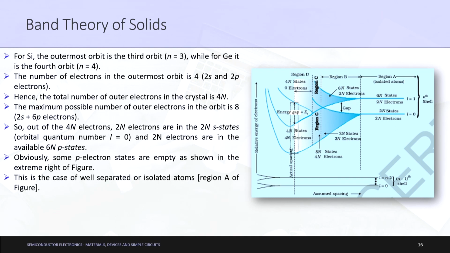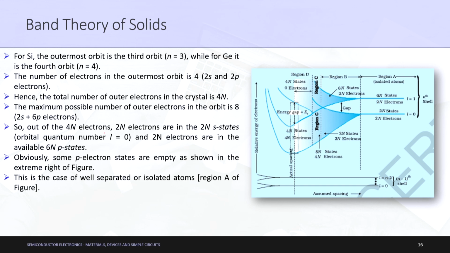Now, let us first understand silicon, and side by side germanium also. For silicon the outermost orbit is the third orbit, that is n equals 3, which we previously discussed, while for germanium it is the fourth orbit, that is n equals 4. The number of electrons in the outermost orbit is 4, that is 2s and 2p electrons, similar as before. Hence, the total number of outer electrons in the crystal is 4n. The maximum possible number of outer electrons in the orbit is 8, that is 2 s and 6 p electrons.